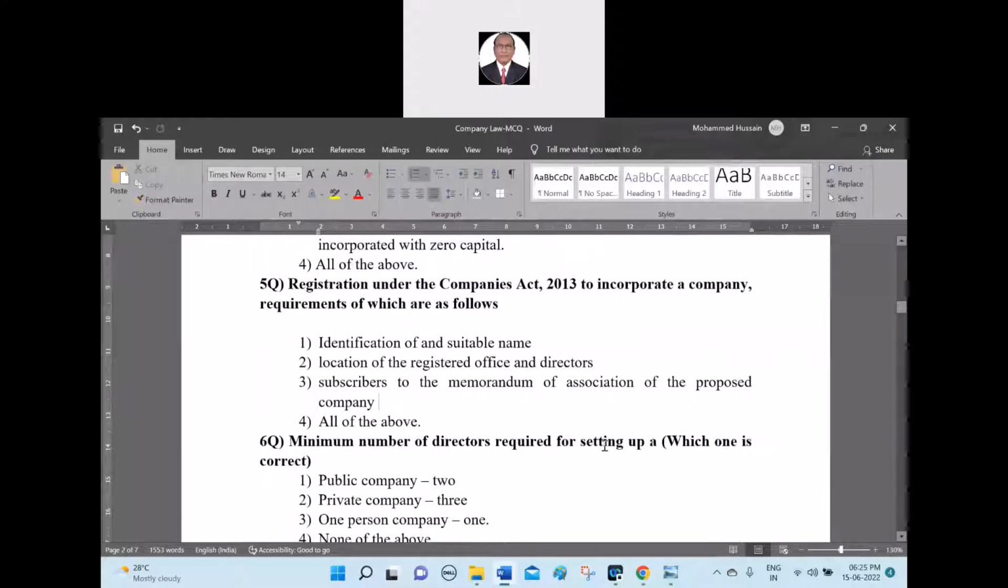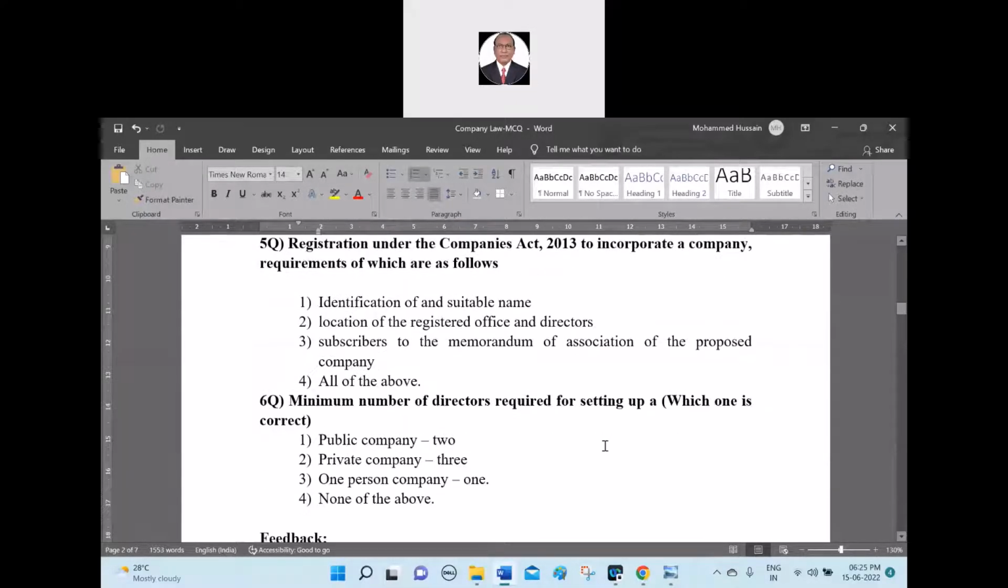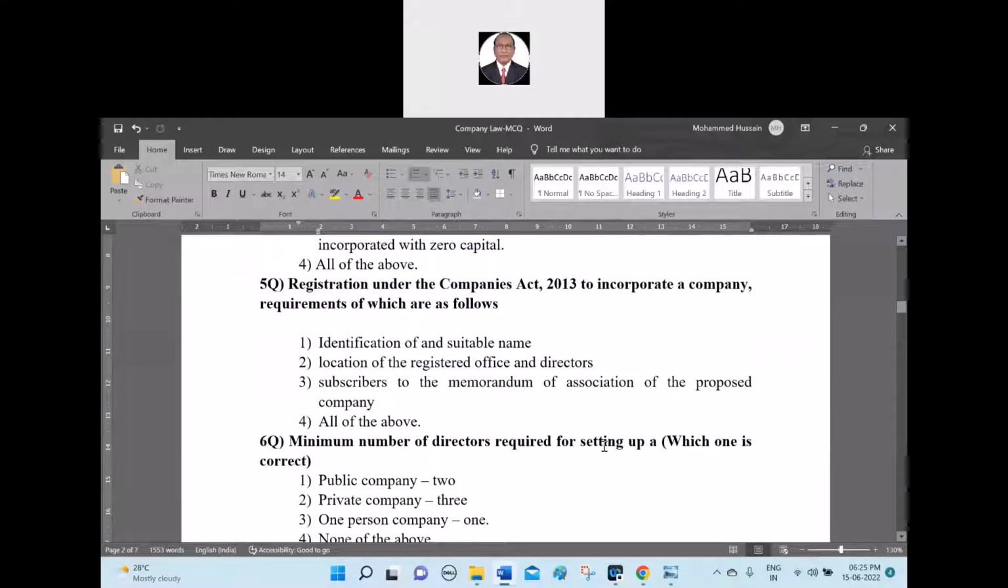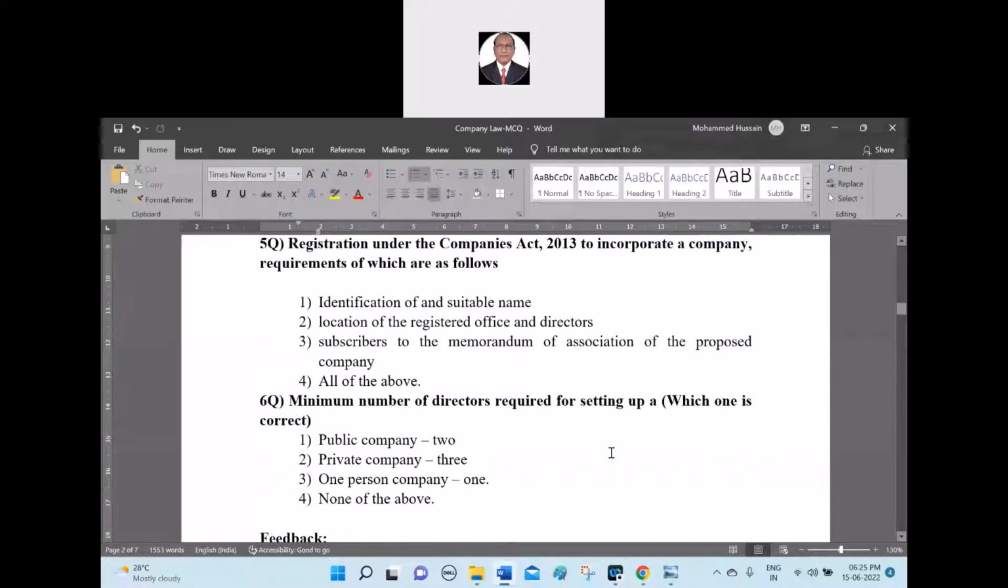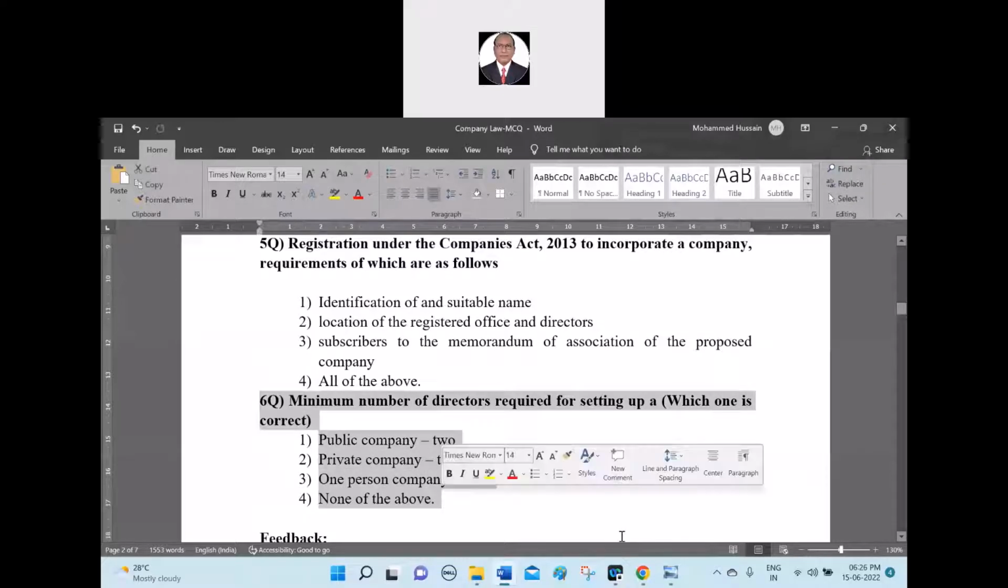So all of the above is the answer, because identification and a suitable name should be there. Location of the registered office and director should be very much clearly written. And subscriber to the memorandum of association of the proposed company should be made very clear. That means all of the above is the answer for the fifth question. The option is four. Okay, anyone can unmute and read. Sixth question. Anyone can unmute and read.